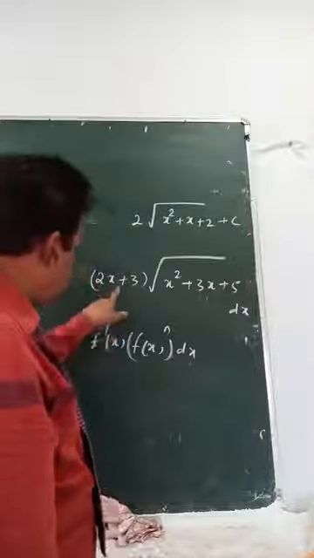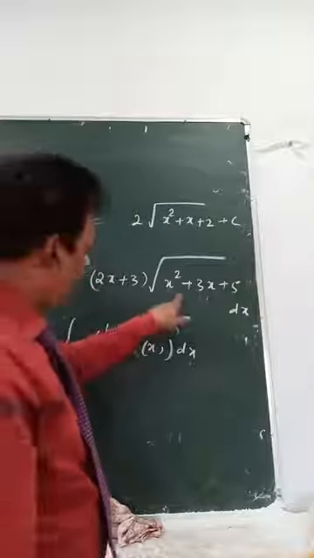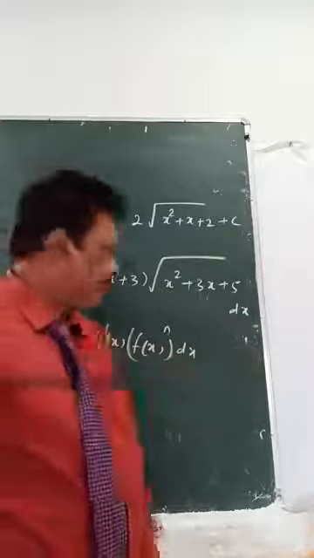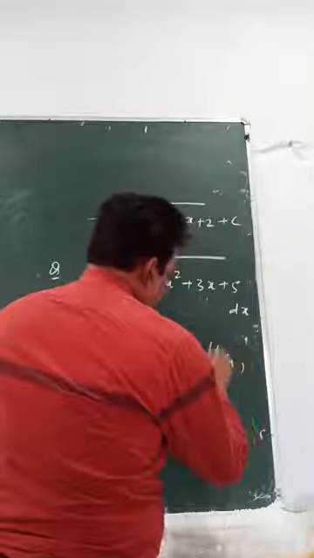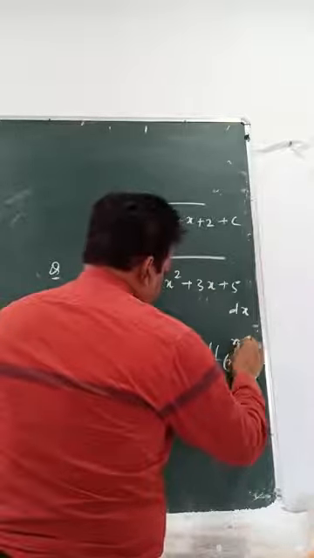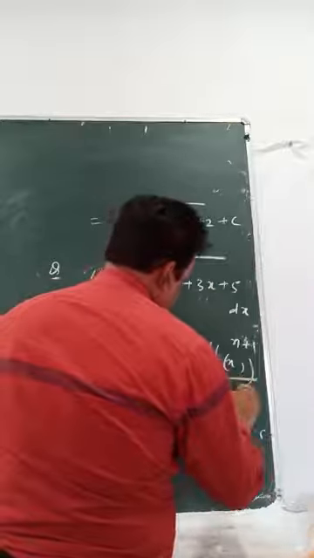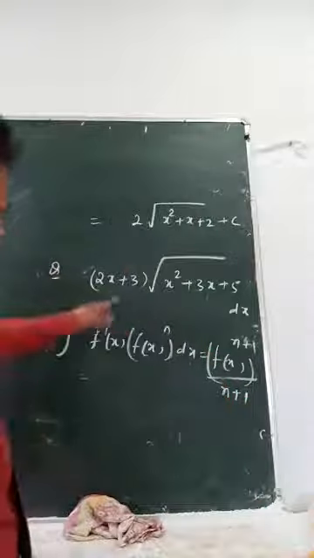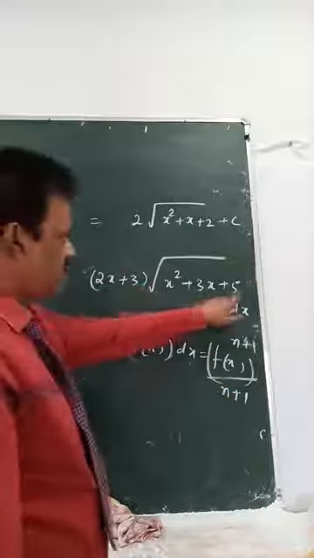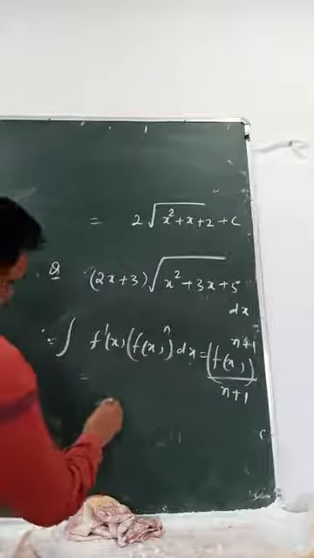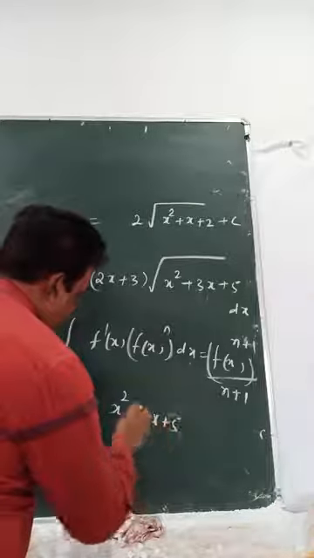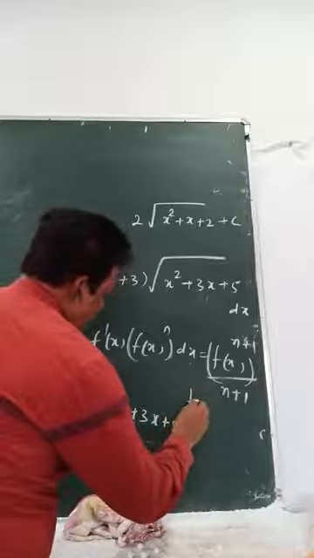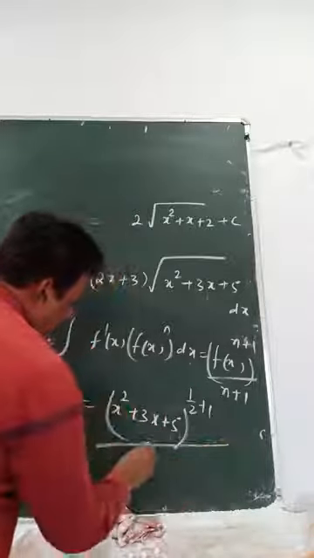f dash x, this is f dash x, this is fx, power is n, n means half. So what is the formula of this? Fx to the power n plus 1 by n plus 1. So this will be whose? This is fx. So that will be x square plus 3x plus 5 power half plus 1 by half plus 1.